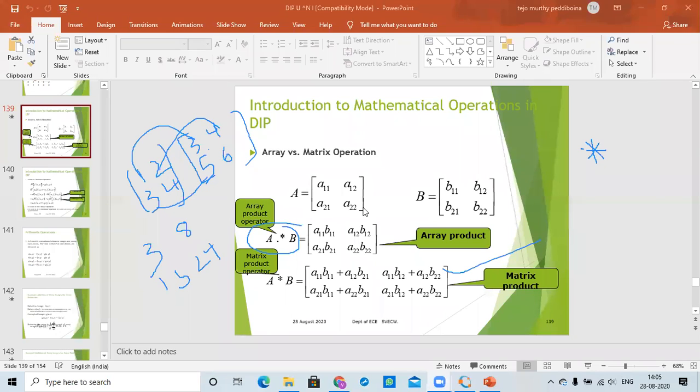Anyway, you must be aware that dot star is for element by element and normal star is for matrix multiplication. That means A11 multiplied by B11, B21, again A21 multiplied by this one. This is a matrix like this, so you will get a 2 by 2 matrix, right? Next, let us go with the next slide.